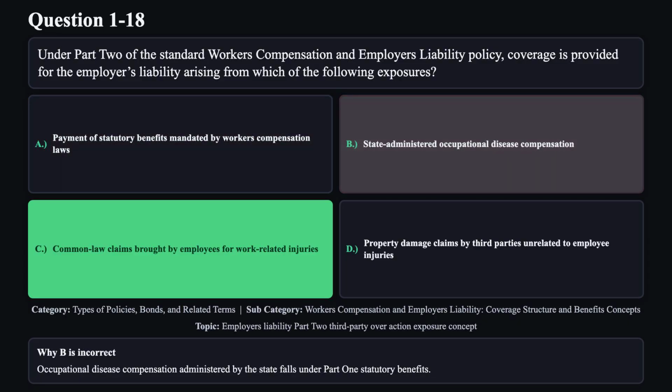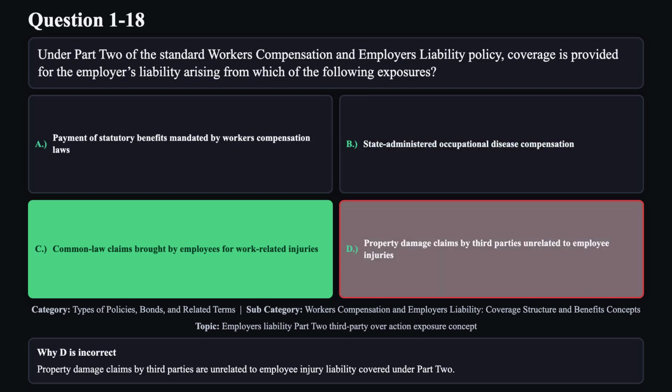Reason B is not correct. Occupational disease compensation administered by the state falls under Part 1 statutory benefits. Reason D is not correct. Property damage claims by third parties are unrelated to employee injury liability covered under Part 2.